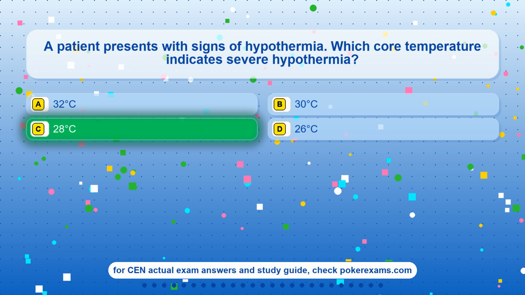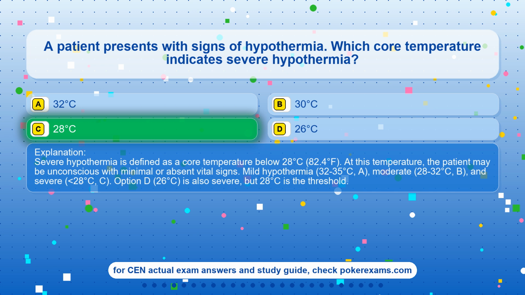The correct answer is option C. 28 degrees Celsius. Severe hypothermia is defined as a core temperature below 28 degrees Celsius (82.4 degrees Fahrenheit). At this temperature, the patient may be unconscious with minimal or absent vital signs. Mild hypothermia, 32–35 degrees Celsius, A, moderate, 28–32 degrees Celsius, B, and severe, below 28 degrees Celsius, C. Option D, 26 degrees Celsius, is also severe, but 28 degrees Celsius is the threshold.